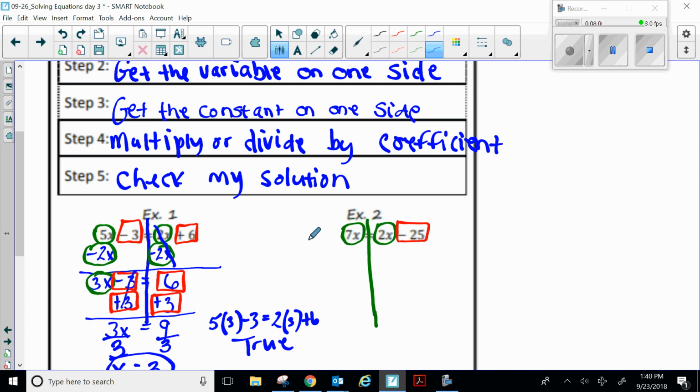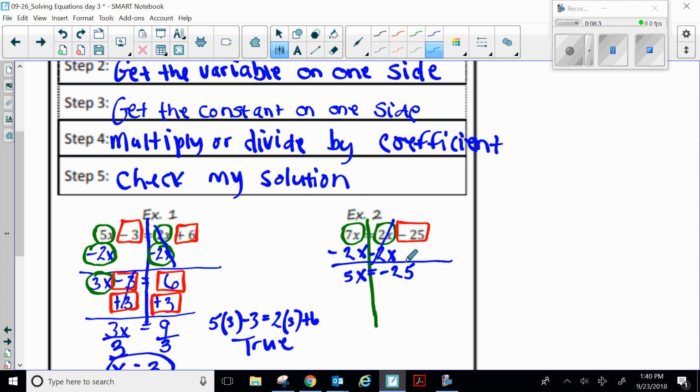So my next step is to get the variable on one side. Since 7x is already on one side by itself, I'm going to go ahead and do minus 2x, or plus negative 2x. So I'm adding negative 2x on both sides. By adding the opposite, I'll get 0. Now I have 5x equals negative 25.